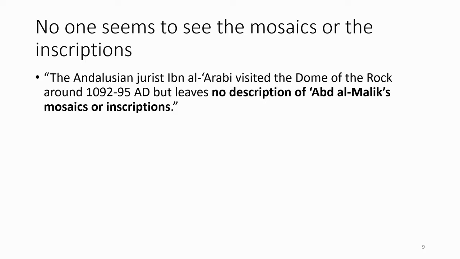The Andalusian jurist Ibn al-Arabi visited the Dome of the Rock around 1092 to 95 AD, but leaves no description of Abd Al Malik's mosaics or inscriptions. So Ibn al-Arabi obviously can speak Arabic. He would have been able to read them if they were there. He would likely have found them significant and worth noting, and yet he leaves no description of them. He makes no comment about them. They're just simply not mentioned.